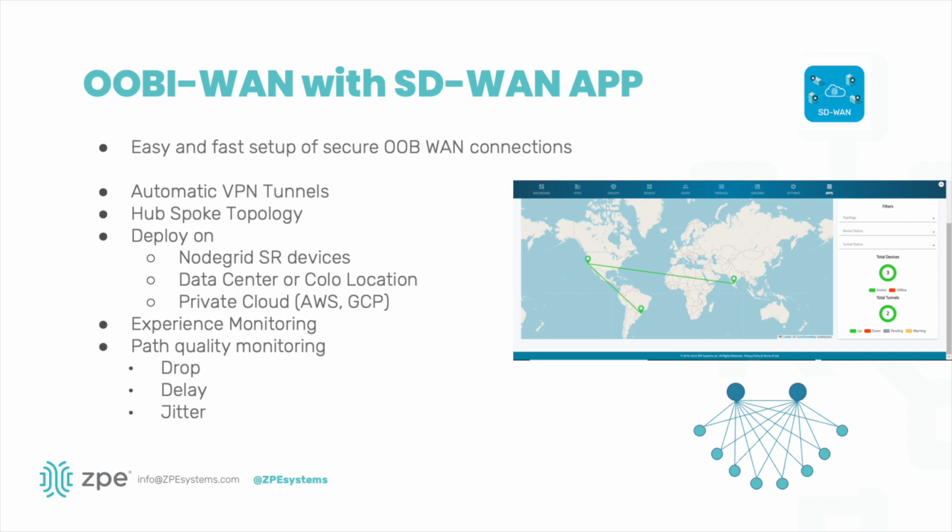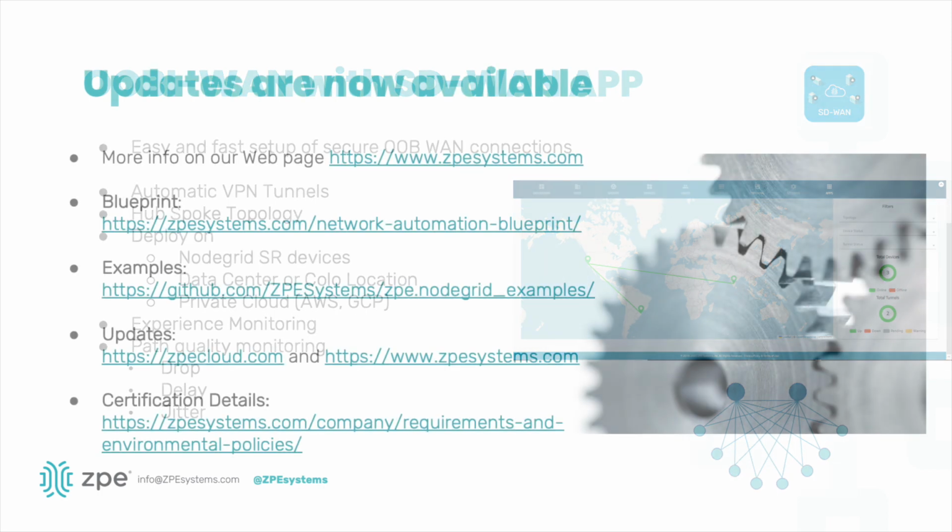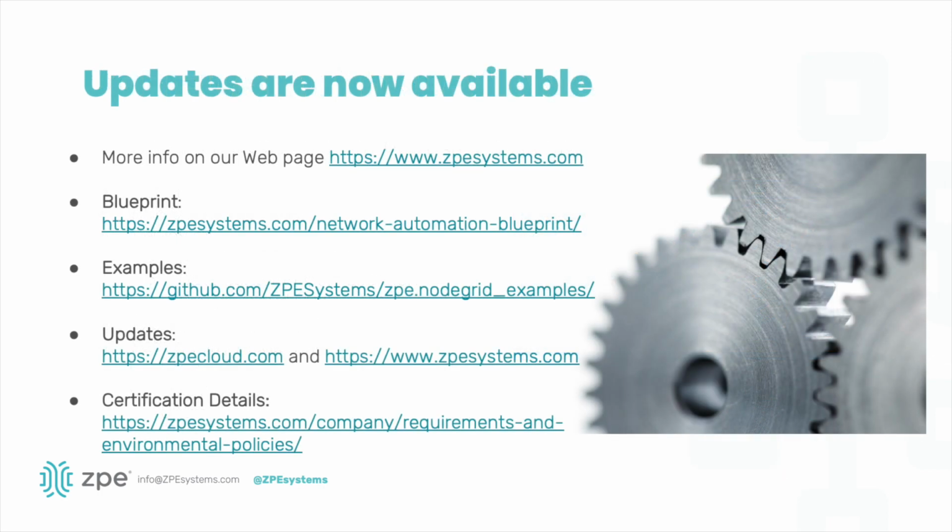To support our customers who deploy our appliances in a wide variety of different use cases and all over the globe, we introduced our SD-WAN app together with our ZPE Cloud. The new SD-WAN app really makes it easy to create out-of-band WAN connectivity from anywhere in the globe and supports a wide range of different deployment options, including headends which are located in the cloud, in a data center or co-location, and much more.